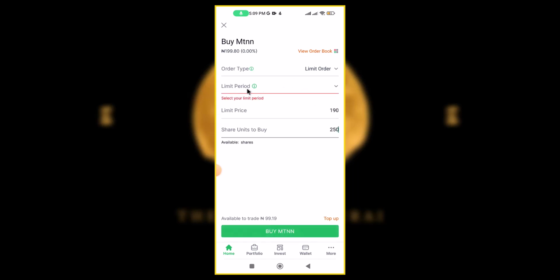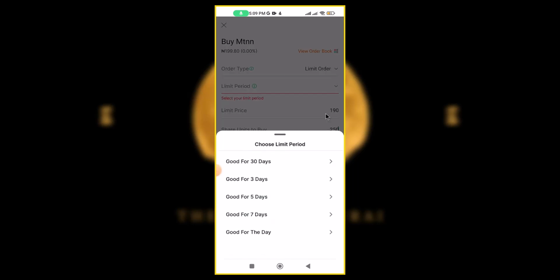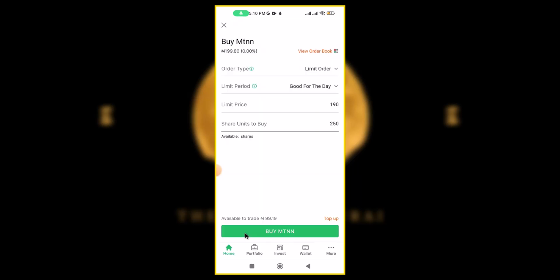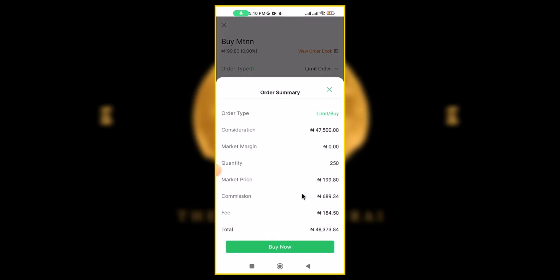Yeah, we need to set the limit period. So the limit period simply means the time frame you want them to use to execute this order. So if you click here, you can see good for 30 days, good for 3 days, good for 5 days, good for 7 days. The most common one you would use should be good for today. So you are buying based on the most recent price.